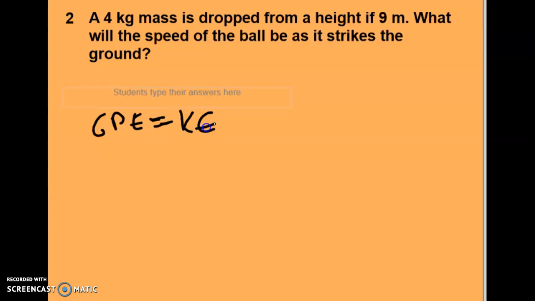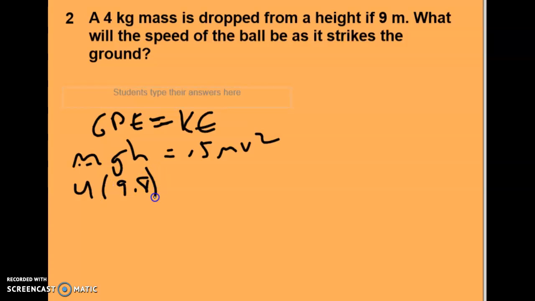Its height is turned into velocity. So we're going to see that that's going to be equal to the kinetic energy. Let's write the formulas. GPE is equal to mgh. KE is equal to 0.5 mv squared. So let's start plugging in. 4 times 9.8 times the height, which is 9, is equal to 0.5 times the mass, which is 4, times v squared.